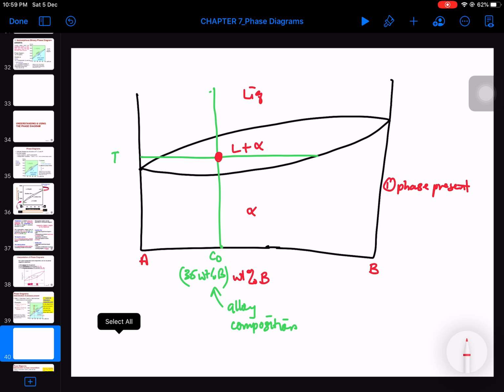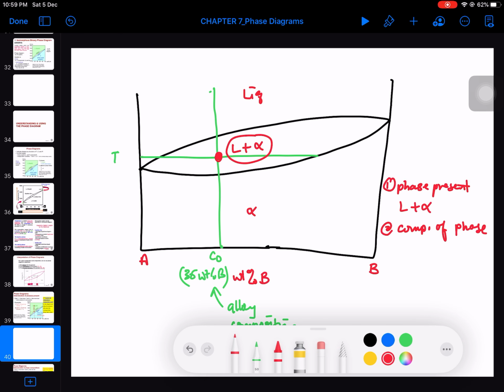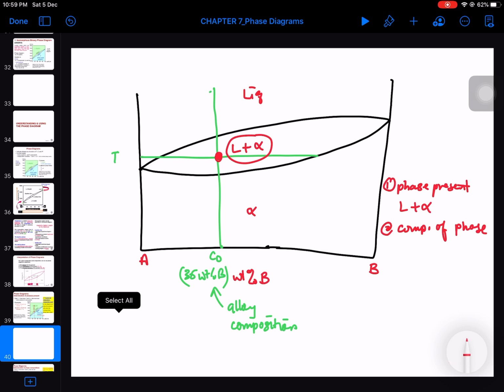So it's within the liquid plus alpha region. So number 2 is the composition of each phase. We know the phase is liquid plus alpha, but what is the composition of liquid and what is the composition of alpha?